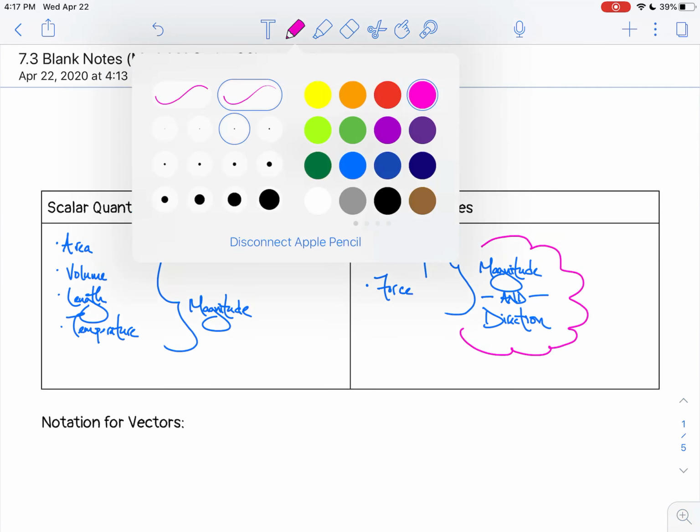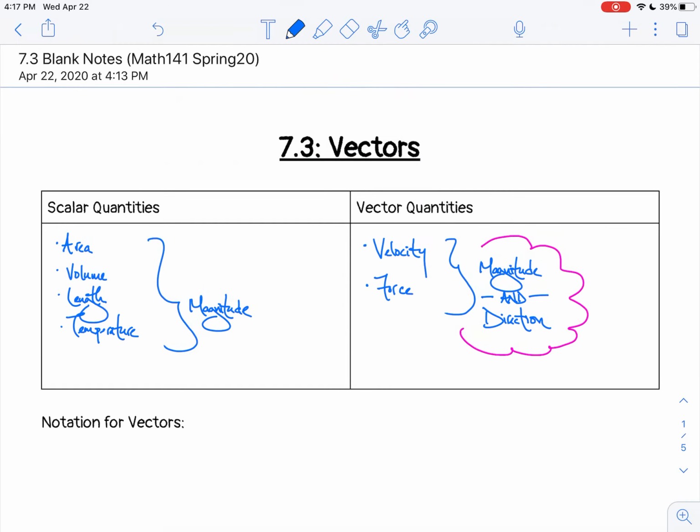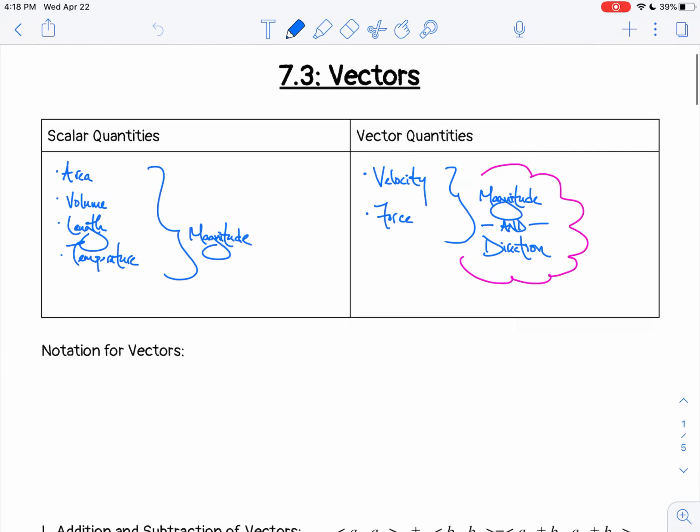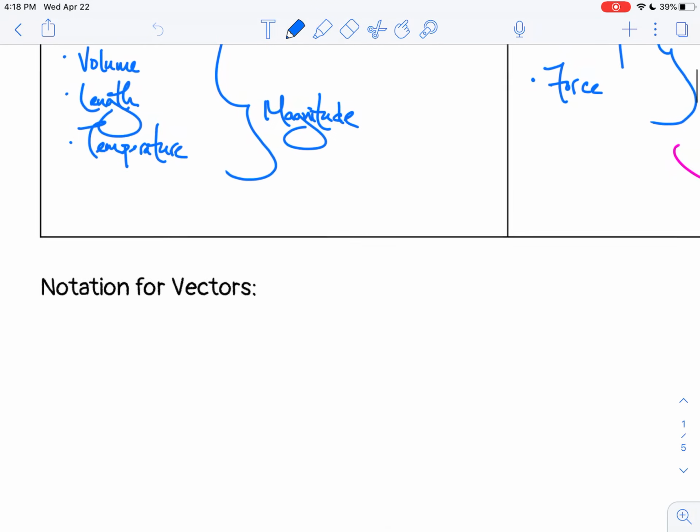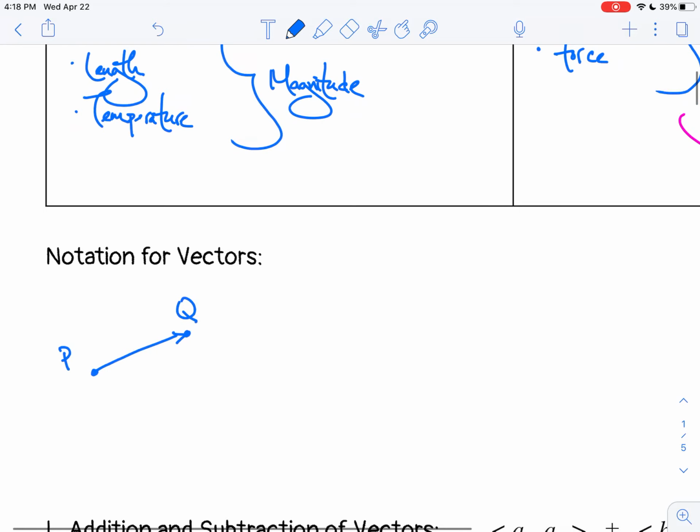Okay, so let's talk about some notation for vectors. All right, so some notation. Well, first of all, you can draw a point. Let's call this P. And then draw an arrow to another point. That's Q. And you've drawn a vector. All right, and we can call this vector PQ. So that's one way that you could write it.